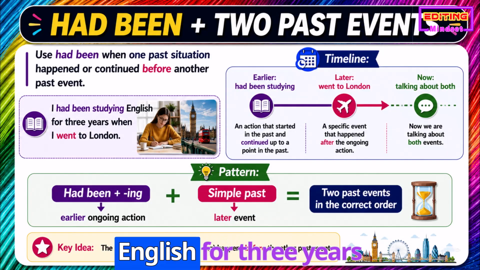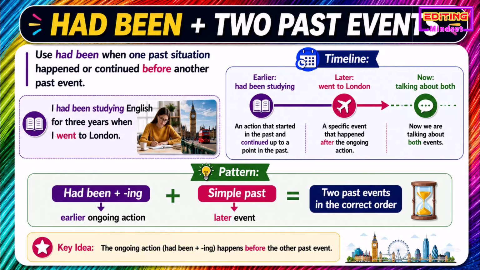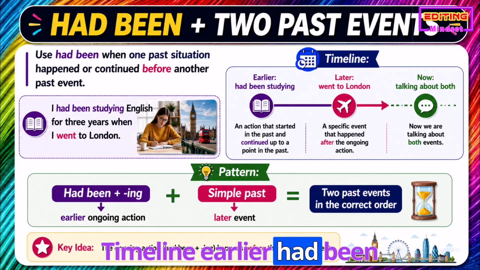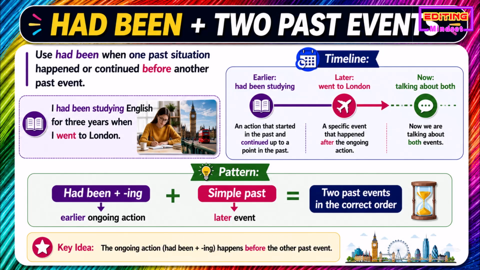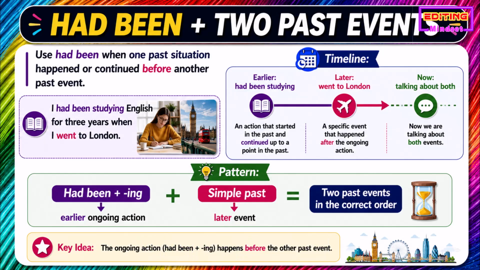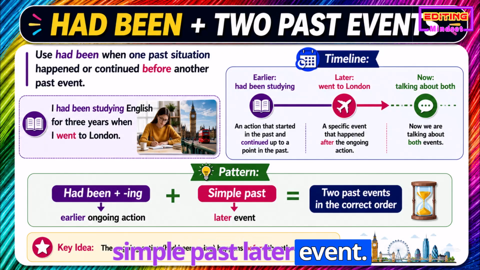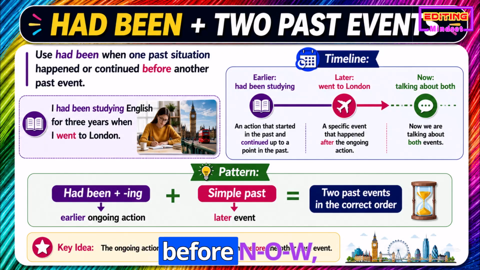Use had been when one past situation happened or continued before another past event. I had been studying English for 3 years when I went to London. Timeline: earlier, had been studying. Later, went to London. Now, talking about both. Pattern: had been, earlier ongoing action; simple past, later event. Visual: 2-point timeline before NOW.